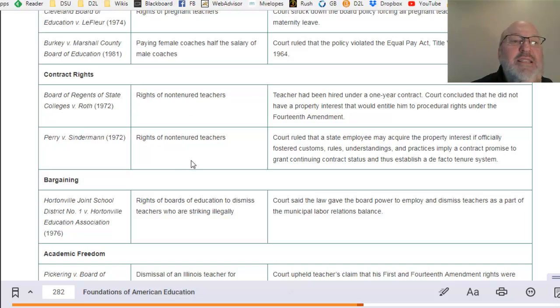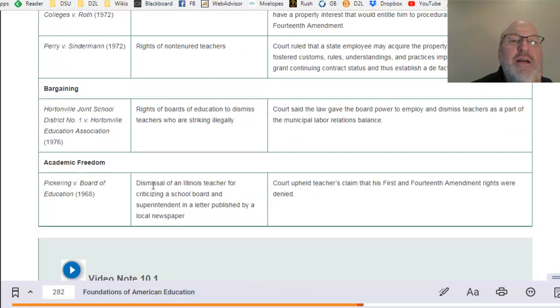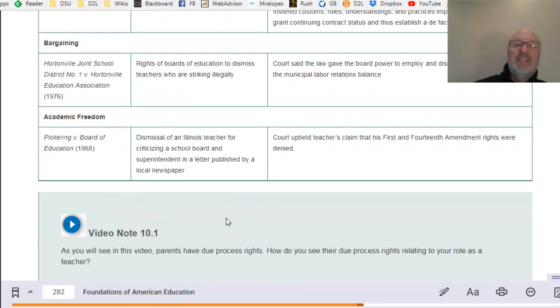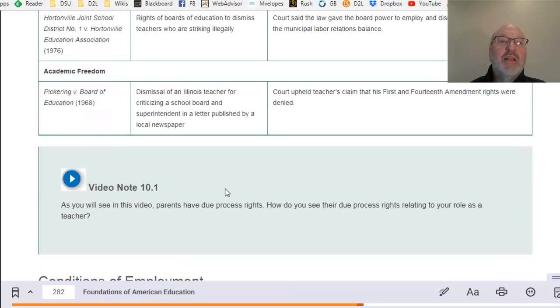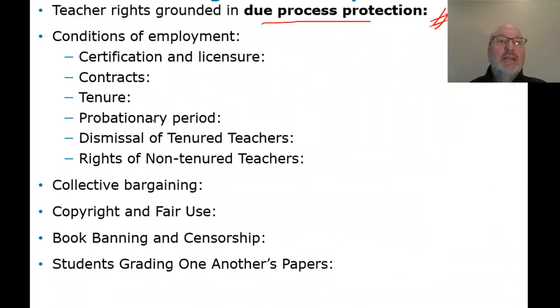Here's one: contract rights, bargaining, academic freedom, which you don't have. Pickering from 68, court upheld teacher's claim that his First and Fourth were denied. And here's why: the dismissal of an Illinois teacher for criticizing a school board and superintendent in a letter published by the local newspaper. And that's never good policy, to criticize your employer. And yet it's a common thing that teachers are upset with their superintendent or board or both and take shots. And now we have social media. You can have all kinds of pundits, your families, different people can take shots. But now what happened here in 68 is in social media, where you can lose your job because of that.